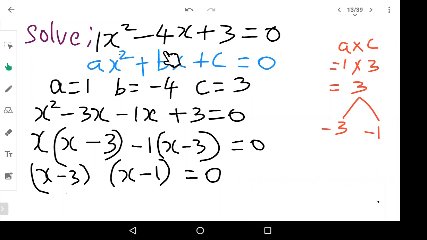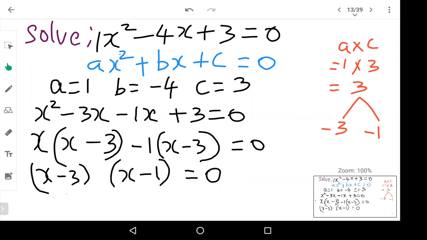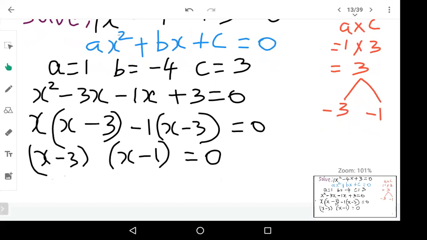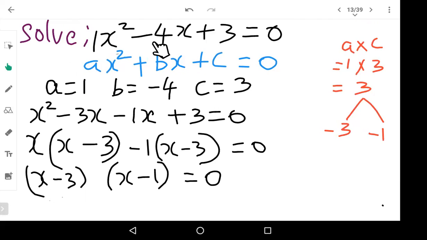So this equation we are going to rewrite in this form: x² - 3x - 1x + 3. I am keeping the first and the last terms as they are, that is the x² variable and the constant 3, but -4x will be expanded. How do we expand -4x? We expand it like -3x and -1x.